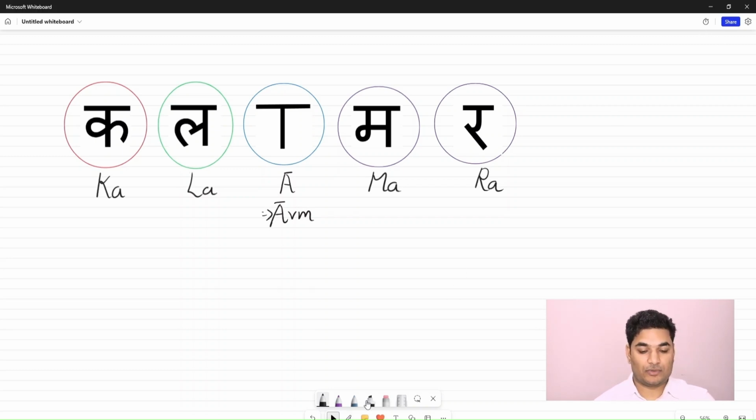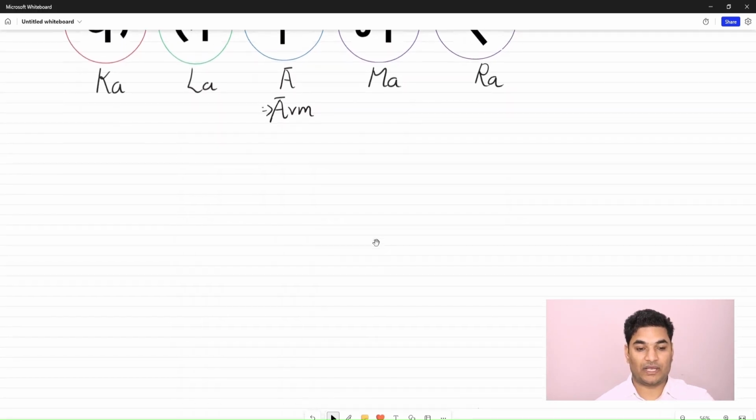Today again we are going to do a vowel in its matra form, and the vowel in its matra form is written like this, just above the horizontal line.